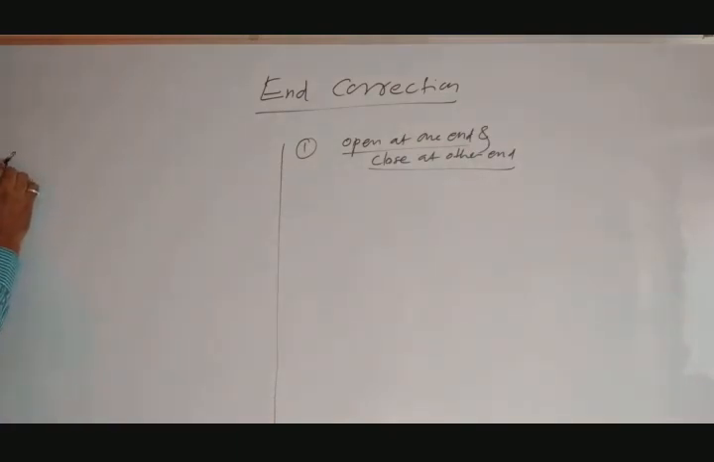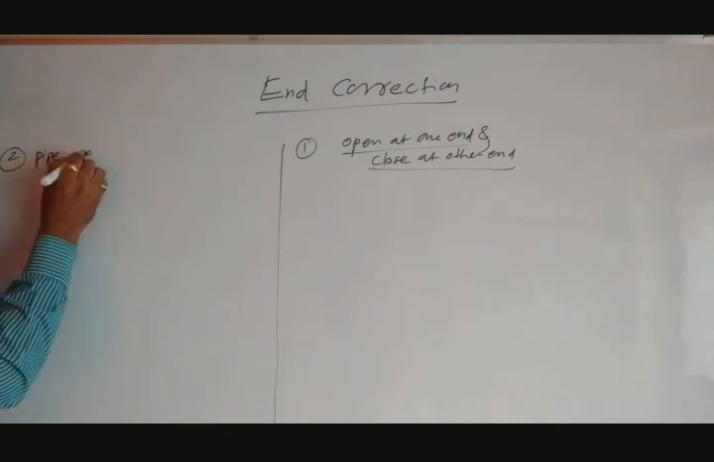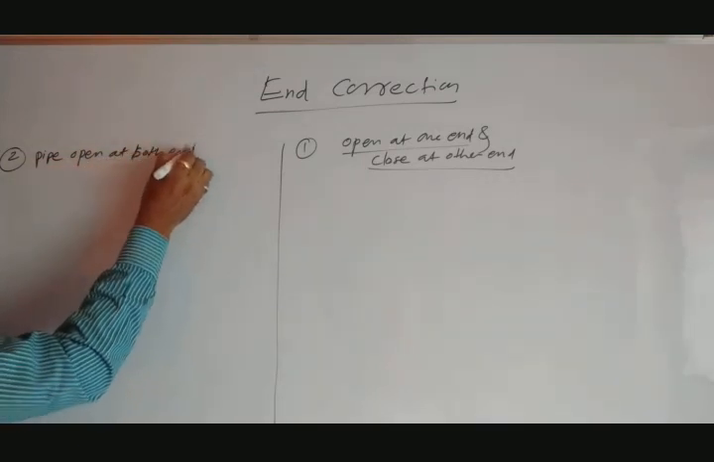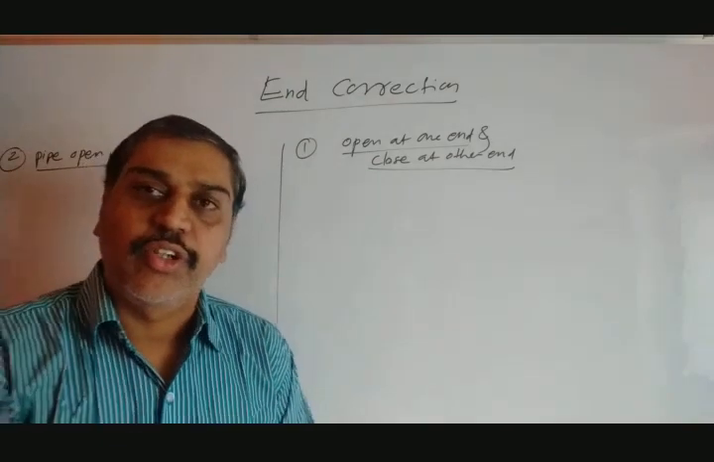Second case is here like this. Did you get it? Yes. The second case is the pipe open at both ends. So these are the two cases according to which the end correction changes. So first of all, let's go to this.